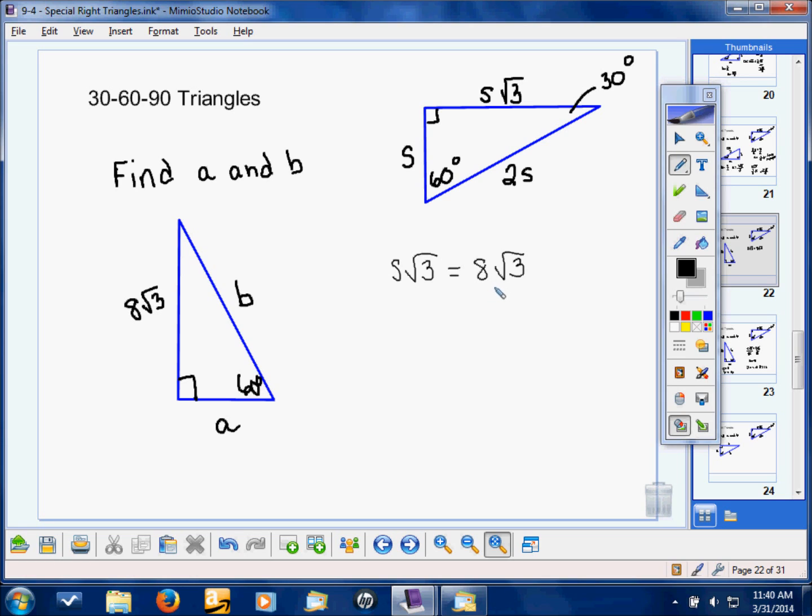Divide by the square root of 3. Squaring it would give you an s squared, so you don't have to go through all that. But we can just divide because s is multiplied. So when we divide by square root of 3, s is 8.